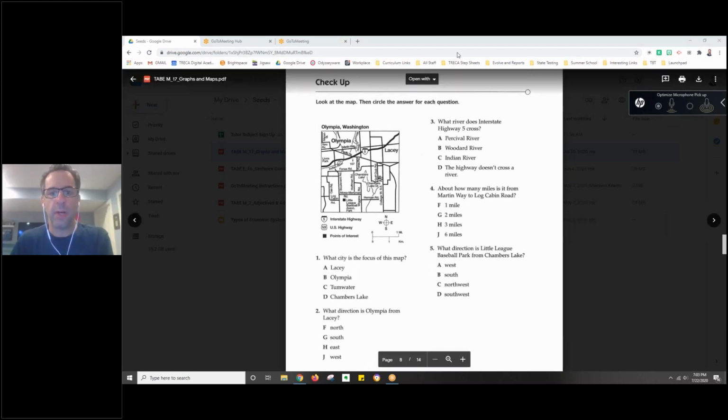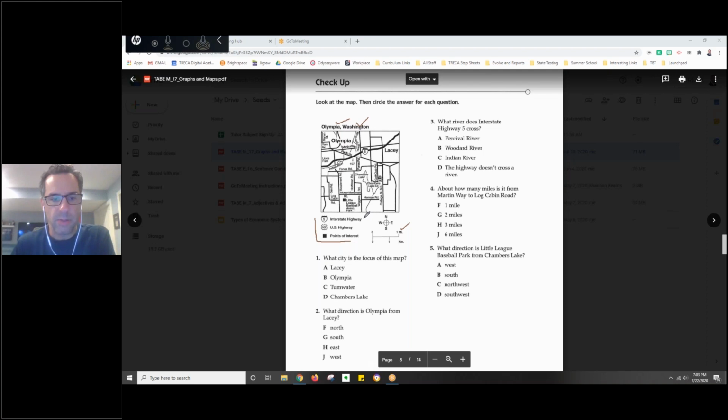All right, so what I normally do again with maps and graphs and things is just take a minute and look at the map and see what I'm dealing with. So I see, okay, this looks like a mileage map because we've got some mileage down here. It's of Olympia, Washington, which is a city. It's got the legend down here.